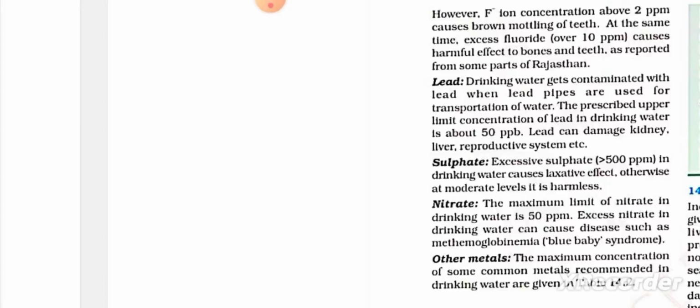Lead. Drinking water gets contaminated when lead pipes are used for the transportation of water. Sulfates. Excessive sulfate, greater than 500 ppm in drinking water, causes a laxative effect, otherwise a moderate level is harmless. Nitrates. The maximum limit of nitrates in drinking water is 50 ppm. Excess of nitrate in drinking water can cause diseases such as methemoglobinemia, blue baby syndrome. Other metals. The maximum concentration of some common metals recommended in drinking water.